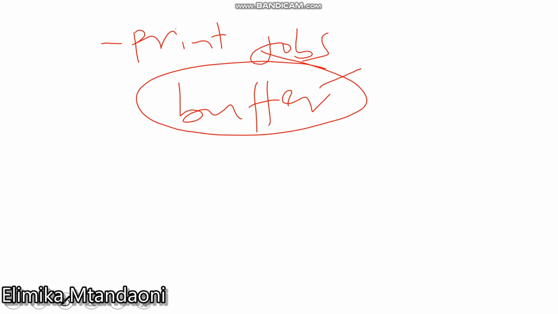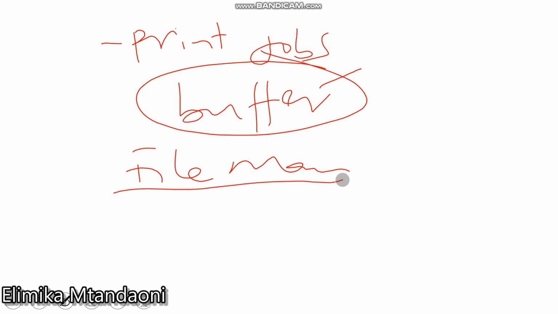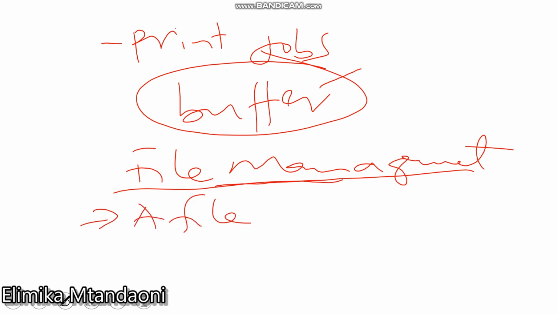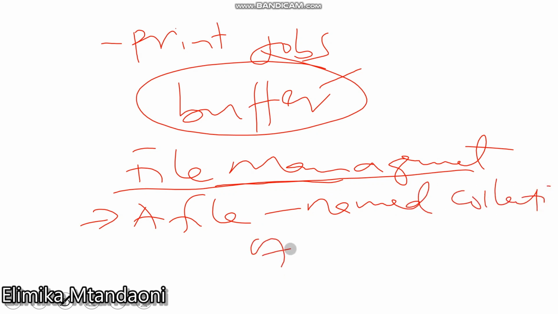Another operating system function is what we call file management. Let us first understand what a file is. A file is a named collection of related information. Let me write here: named collection of related information. A file can be a program.